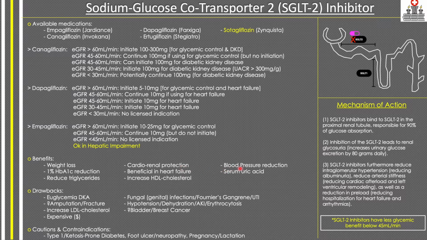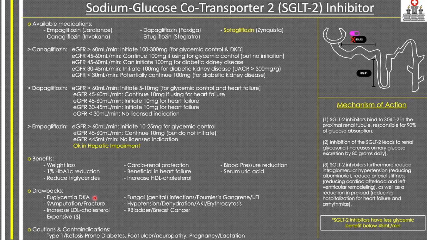We also know as a result of this reduction in preload and the decrease in stiffness of the arteries, there's a reduction in blood pressure. As a result of a decrease in the stretching of the vessels on the heart, there's also a reduction in the risk for arrhythmias. So another finding you will see on this medication is a reduction in the serum uric acid. So there are a few drawbacks to this medication.